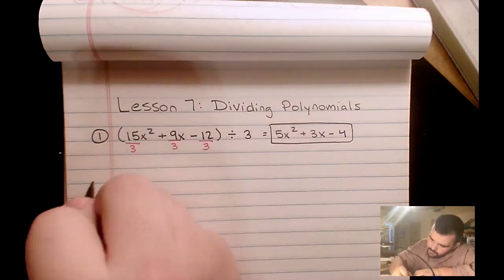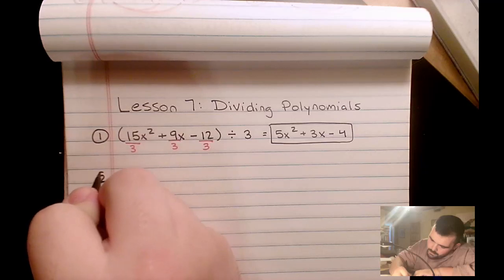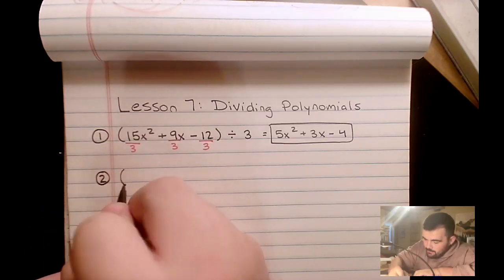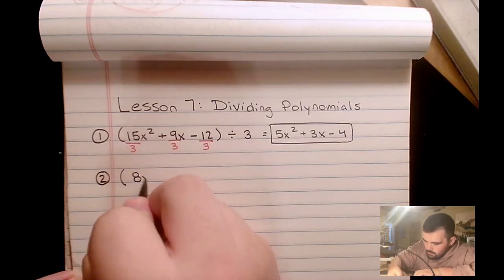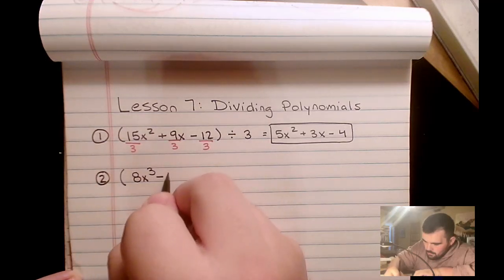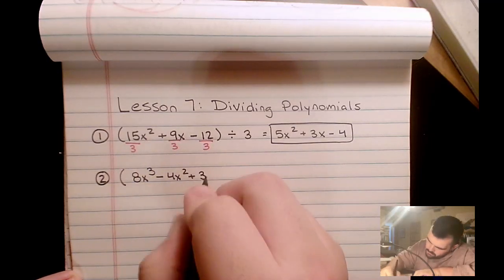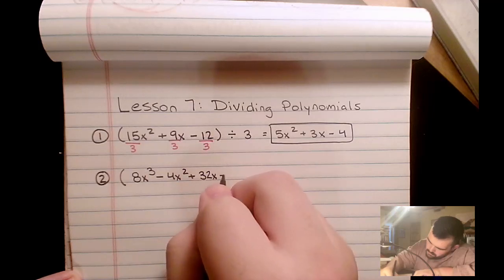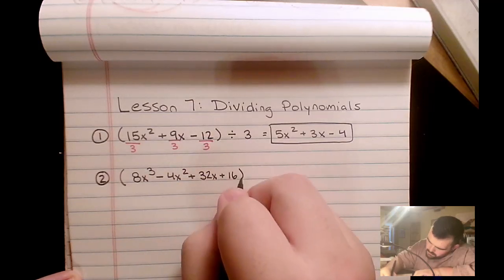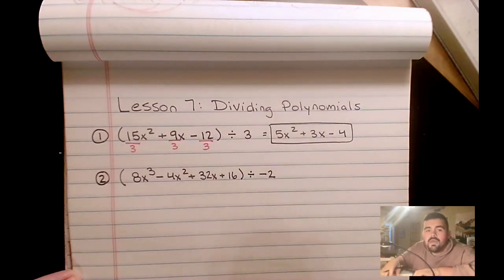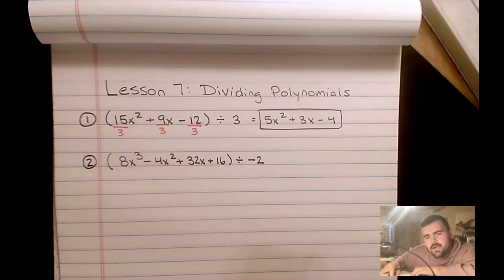Except, remember what happens if you are multiplying or dividing by a negative. (8x cubed minus 4x squared plus 32x plus 16), all divided by negative 2.